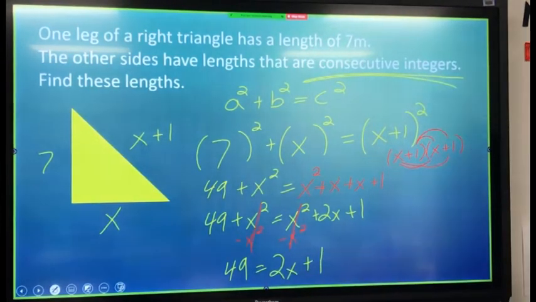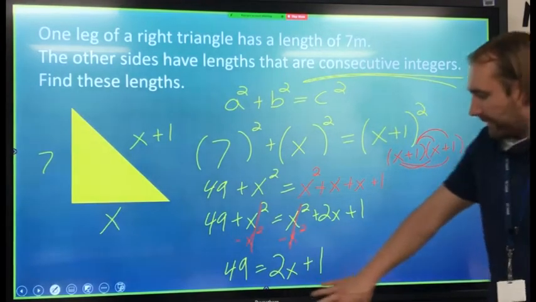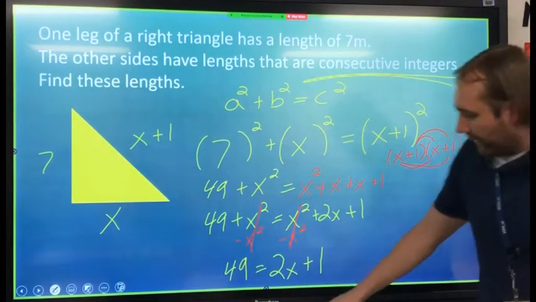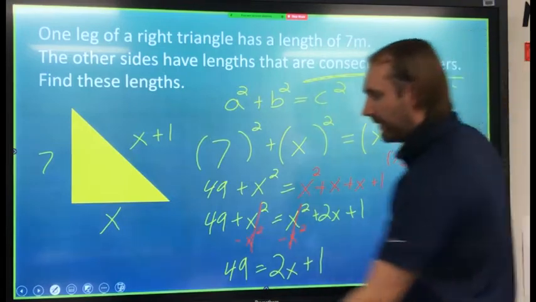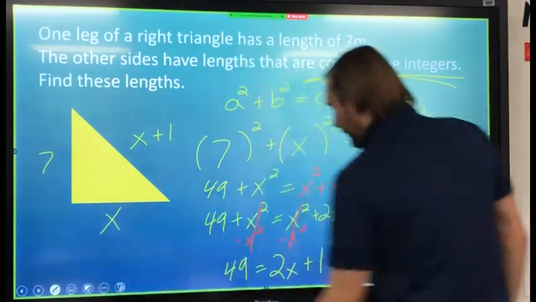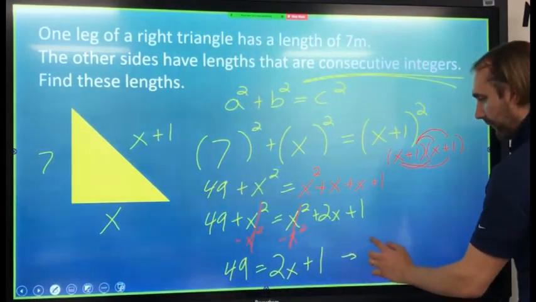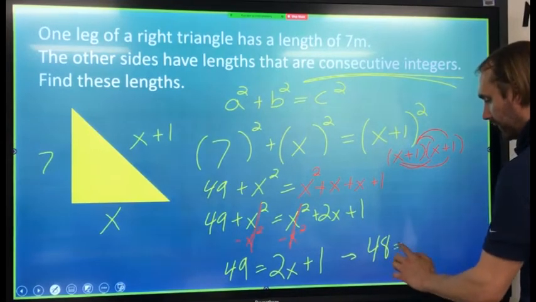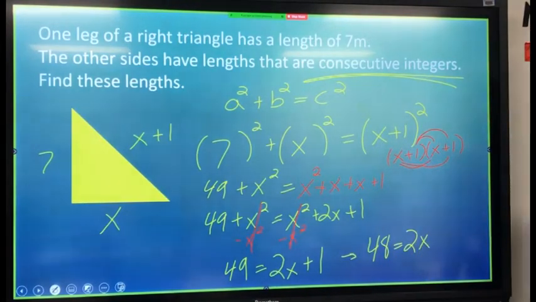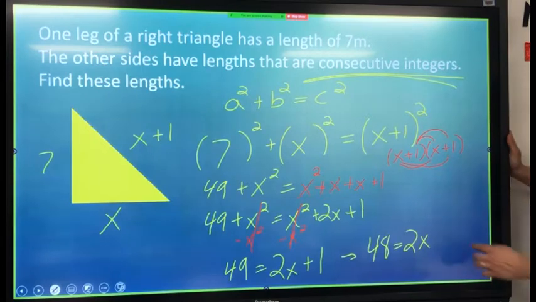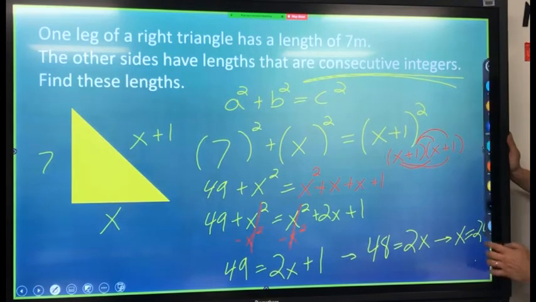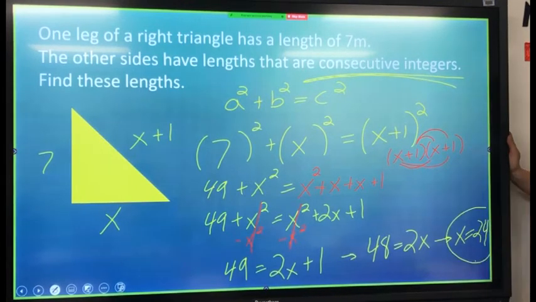What would you do after that? Minus one on each side. I could put 49 on here, but it might be easier just to move this 1 over so that x can be by itself. So that's going to be 48 equals 2x. And then last but not least, divide by 2. x equals 24.